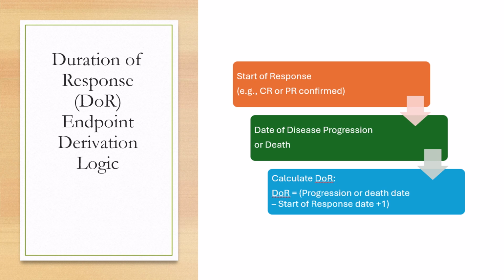Now comes the censoring rule for DOR. If the patient is still alive and progression has not occurred by the end of the study, the DOR is censored at the last response assessment date. If the patient had a response but was lost to follow-up or withdrawn from the study, their DOR will also be censored at the last known assessment date.